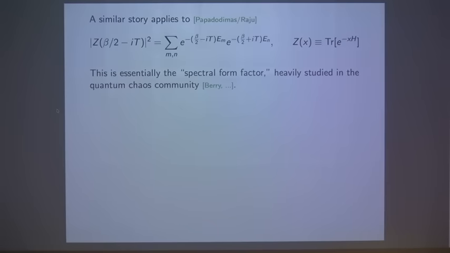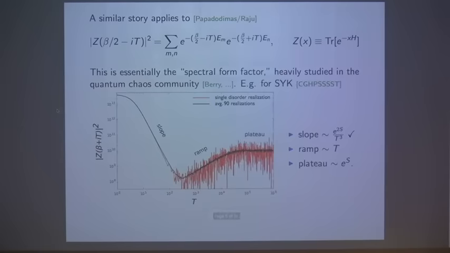Now, this quantity has a name. It's known as the spectral form factor, and it's been studied for decades in the context of quantum chaos. Just as an example of some numerical data, this is for the SYK model with 34 Majorana fermions. This is a log-log plot. The y-axis is the spectral form factor, and the x-axis is time.